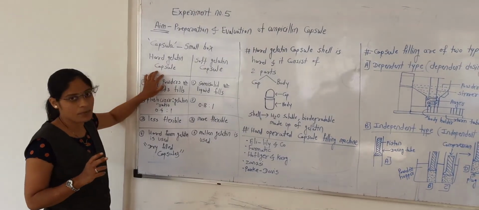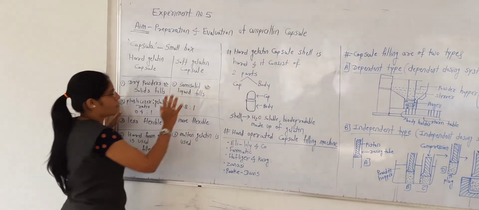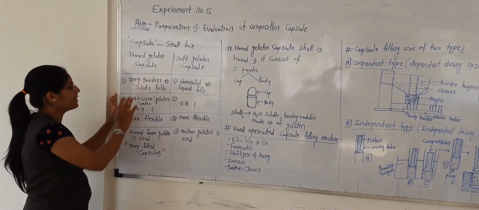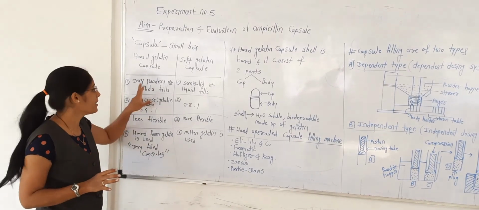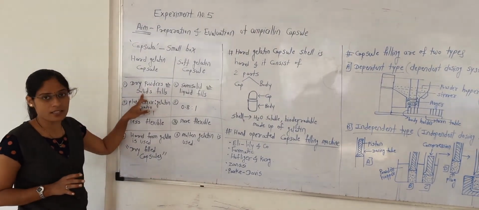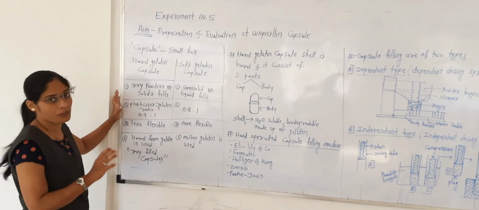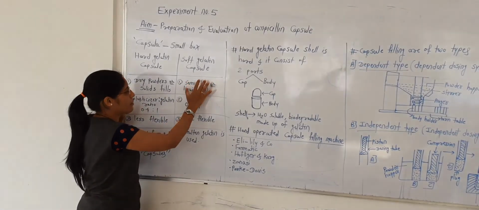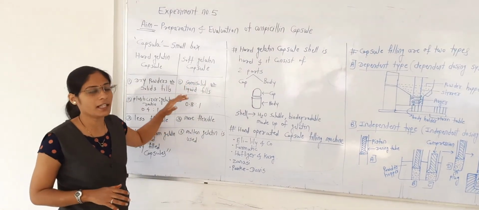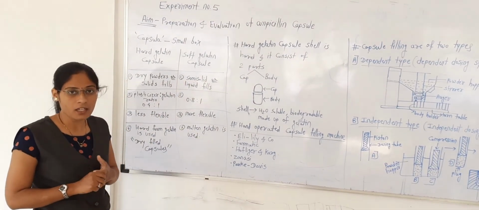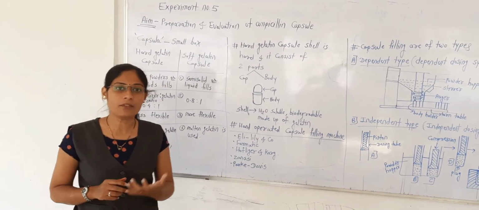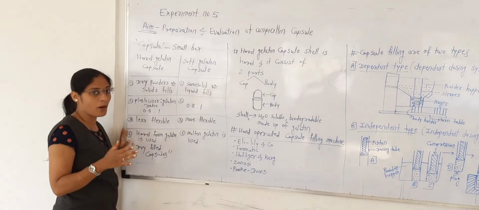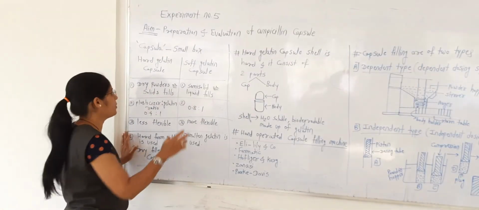First, hard gelatin capsule, and second, soft gelatin capsule. So what is the difference between hard gelatin and soft gelatin? In hard gelatin capsule we can fill only dry powders and solid fills. It is used to fill dry powders and solid medicaments. In soft gelatin capsule we can fill semi-solid and liquid ingredients. Those in semi-solid and liquid form can be filled in soft gelatin capsule, and all dry powders or solid medicaments we can fill in hard gelatin capsule.